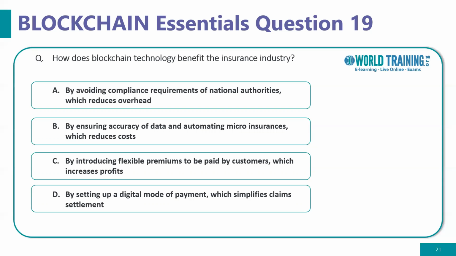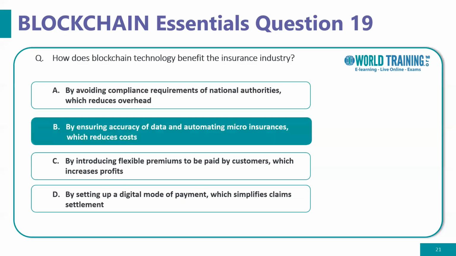So let's see what are the ways by which blockchain benefits the insurance industry. Option B is the correct answer. It helps by enabling the accuracy of data and automating micro insurances, which helps you reduce any kind of overhead or costs. So option B is the correct answer for this.